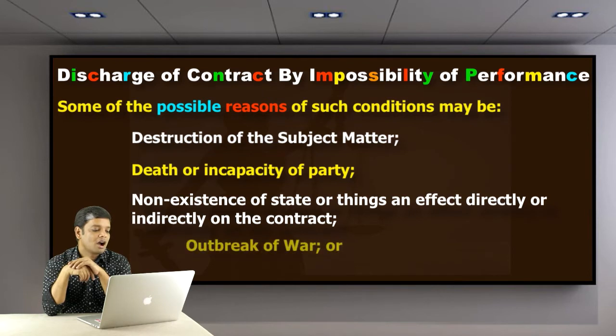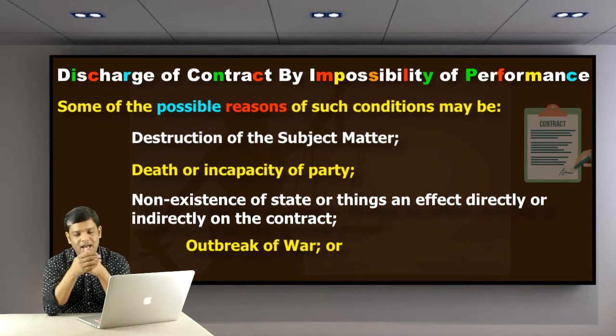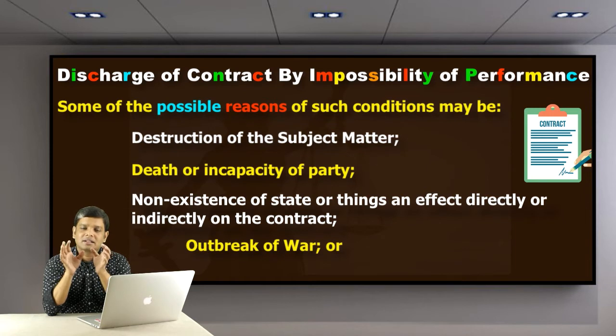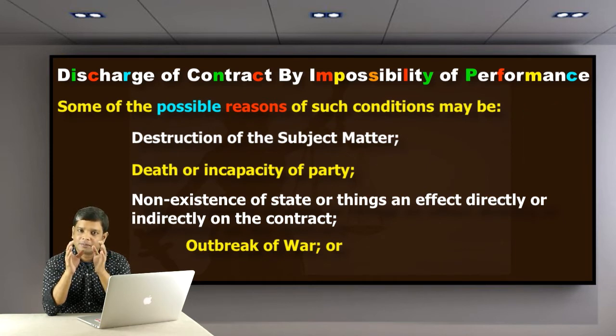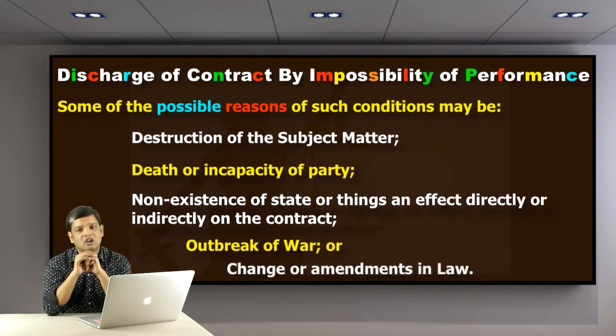The next one is outbreak of war. What happens? You made an agreement, say, with a neighbor country, and in the middle of or after your contract was signed, what happened? Between both the countries the war started. So now that country became an enemy. So in this case this contract became impossible to perform. Okay, so it is discharged. The last one is change or amendments in law.